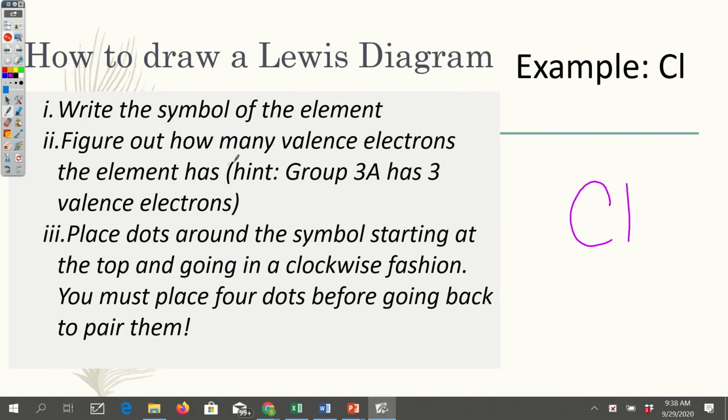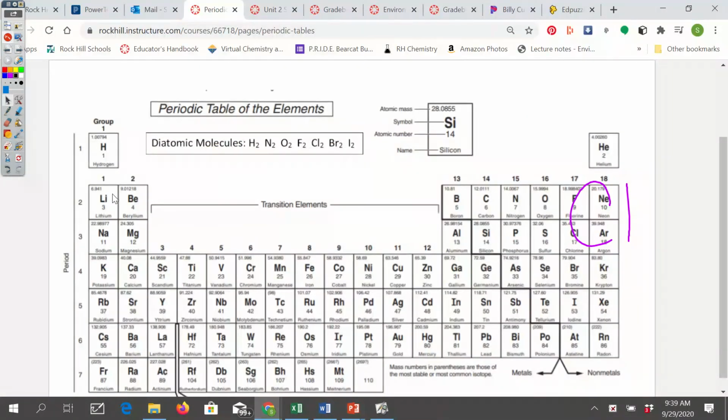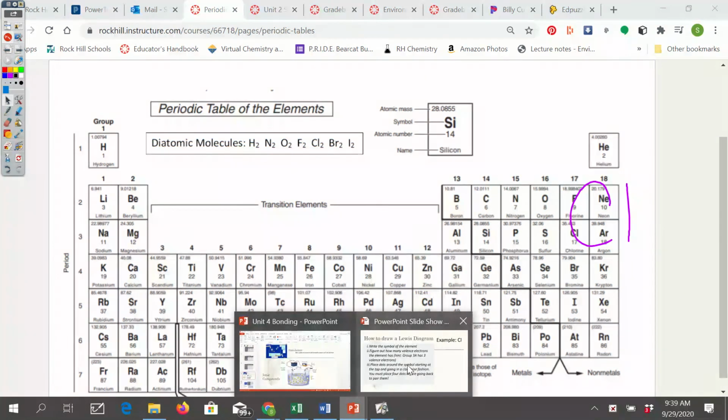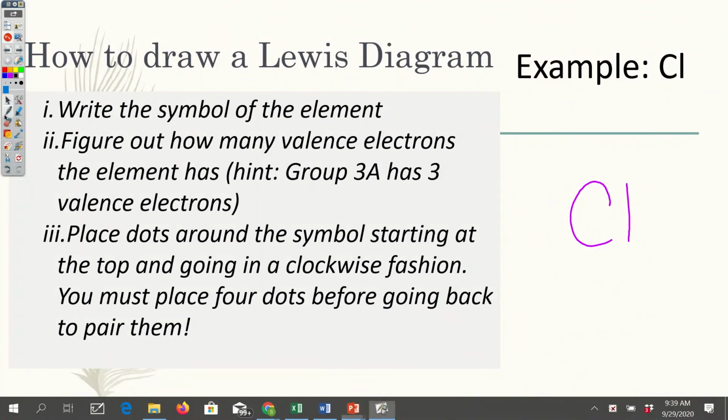Alright, step 2, we're going to figure out how many valence electrons the element has. Remember, we can find that out from the periodic table. So chlorine is over here, so we're just going to count. 1, 2, skip all these, 3, 4, 5, 6, 7. Alright, so there is chlorine. So we found out it has 7 valence electrons.